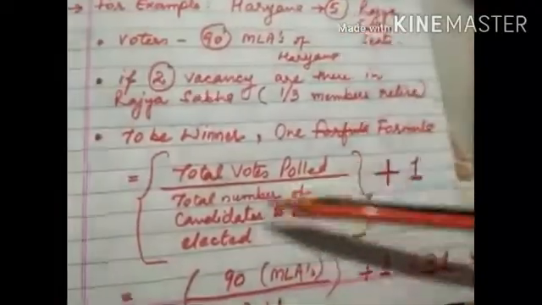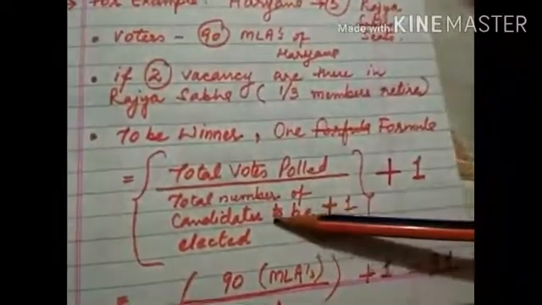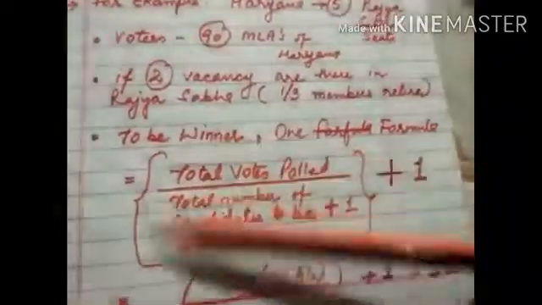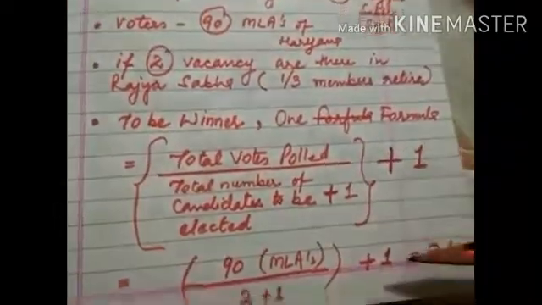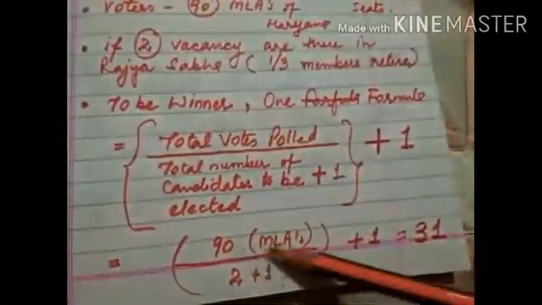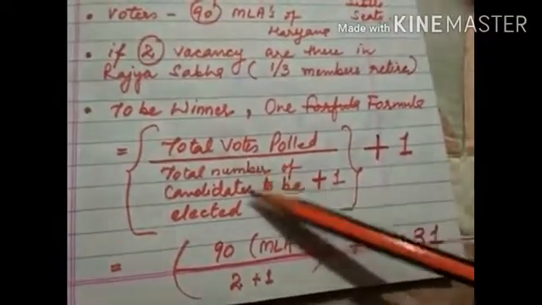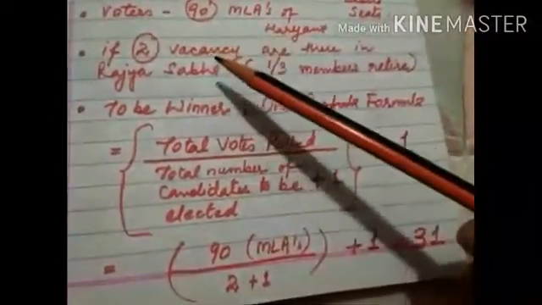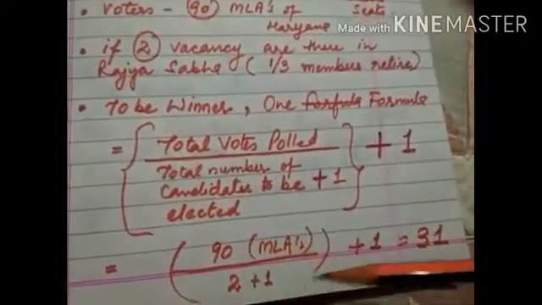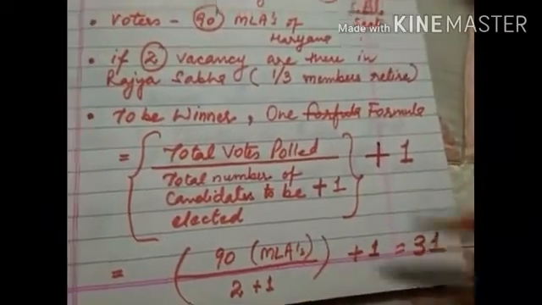What is the formula? Total votes polled divided by total number of candidates to be elected plus 1, and then the whole bracket will again have plus 1. So you know that total votes polled are 90 MLAs, because the voters are 90. And total number of candidates to be elected, because there are 2 vacancies, is 2 plus 1, so 90 divided by 3, plus 1. 90 divided by 3 is 30, plus 1, 31 seats.